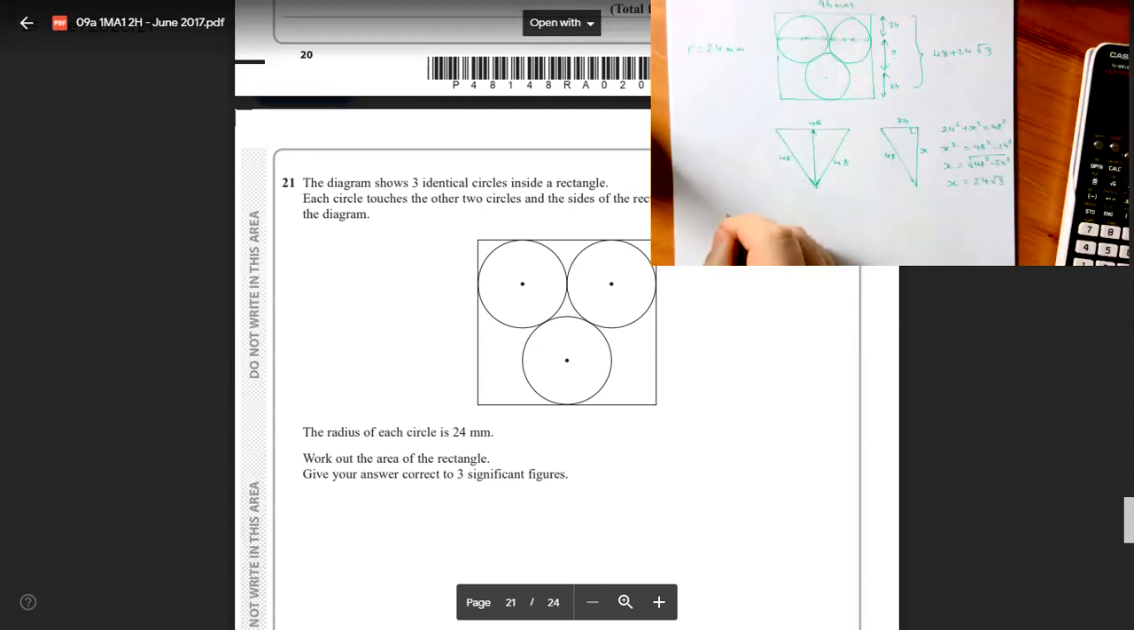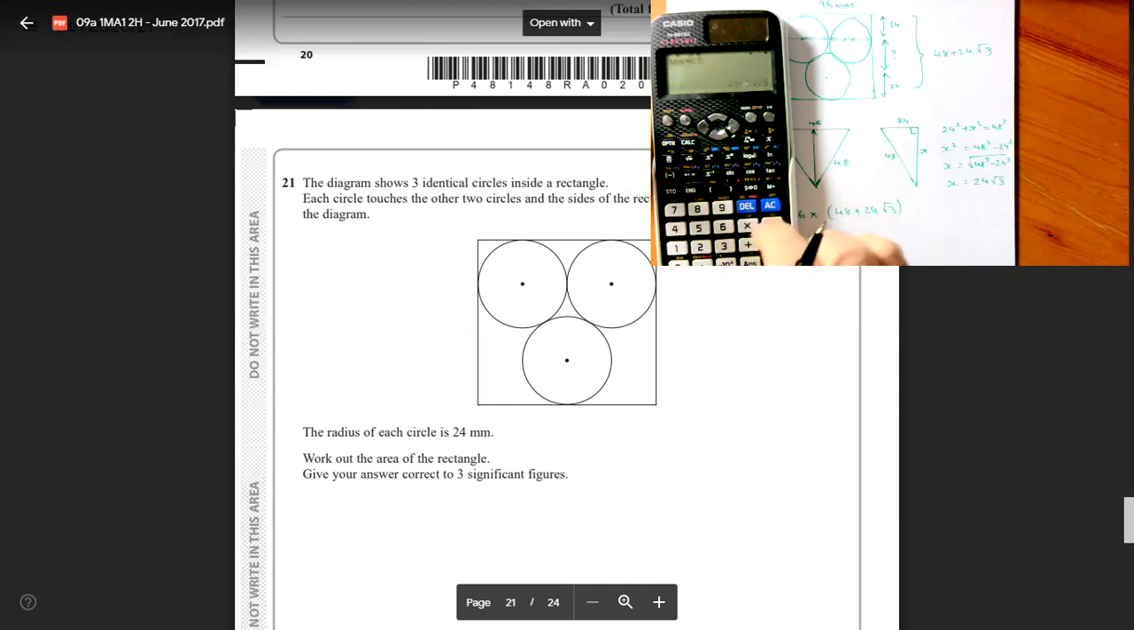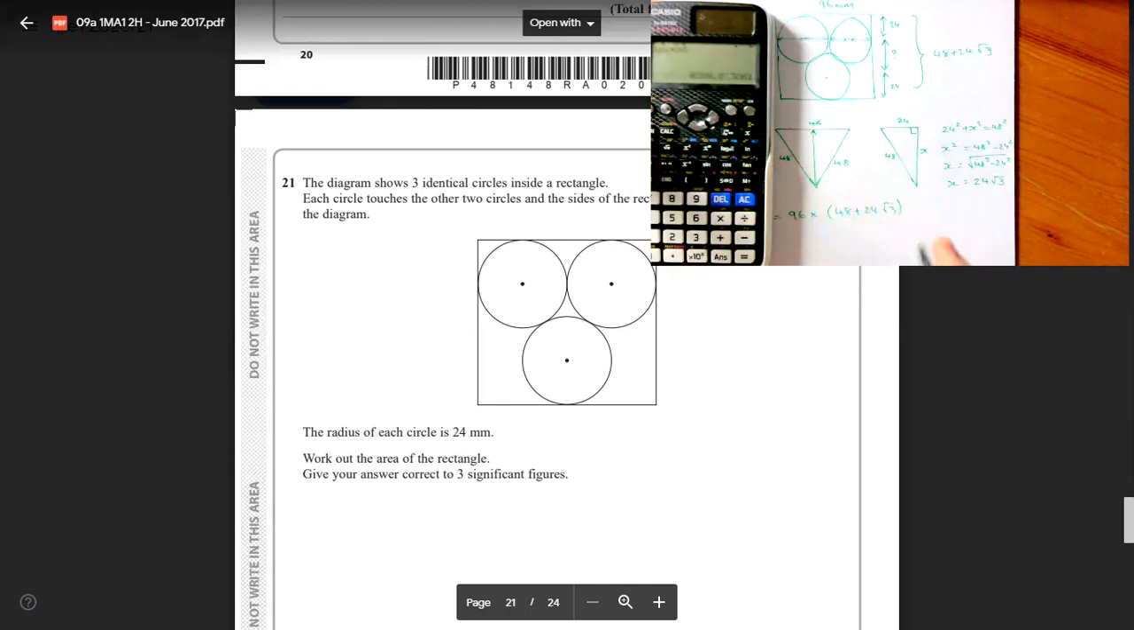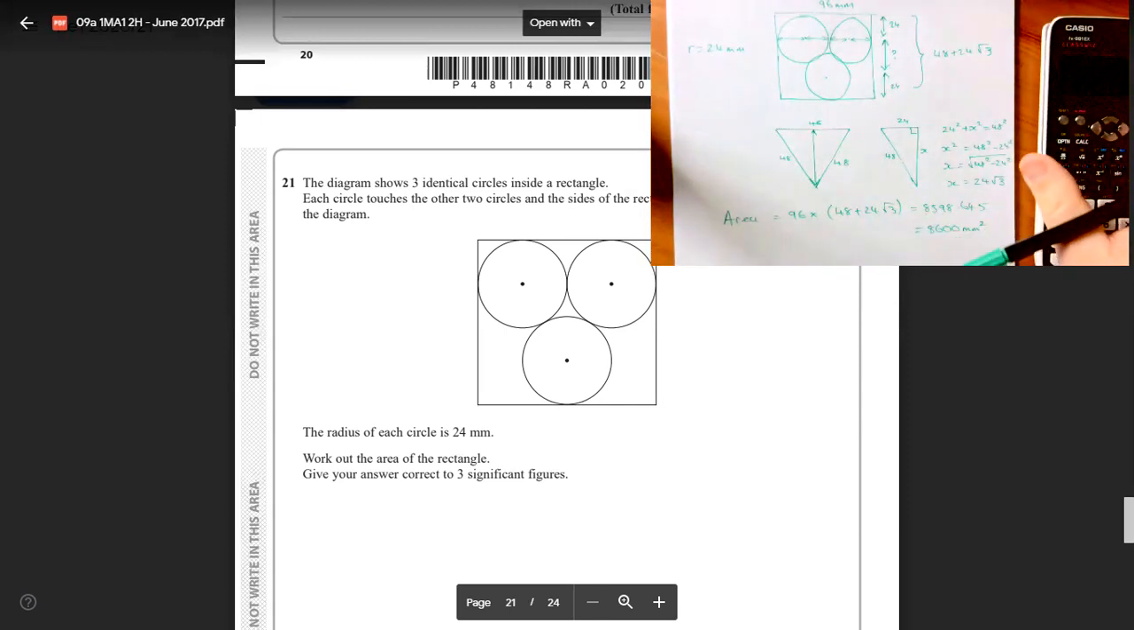So the area is 96 multiplied by 48 plus 24 root 3, which is 8598.645, and it asks for three significant figures. So 1, 2, 3, that 8 rounds the 9 up to a 10, so 8,600 millimeters squared. Okay, I hope that all makes sense.